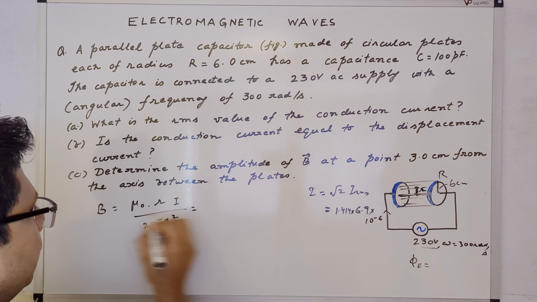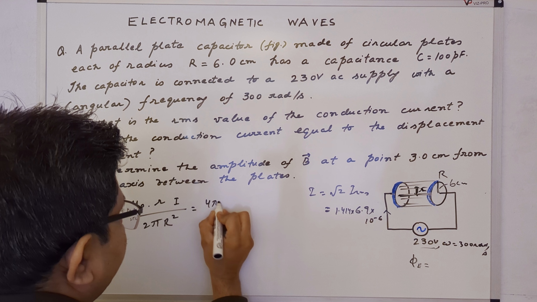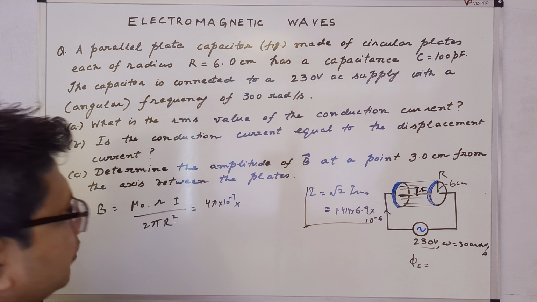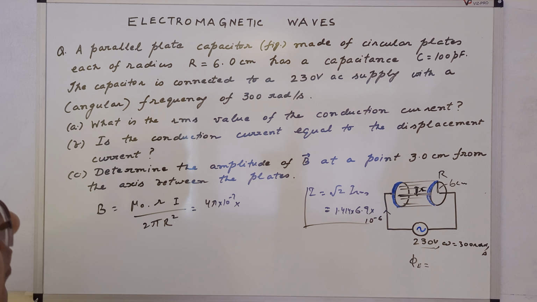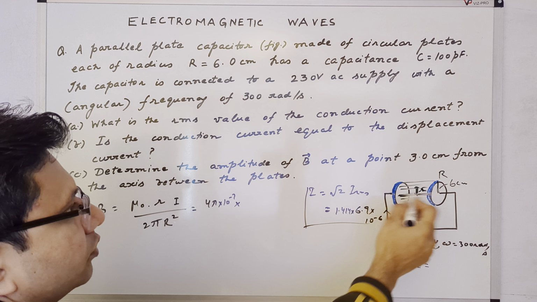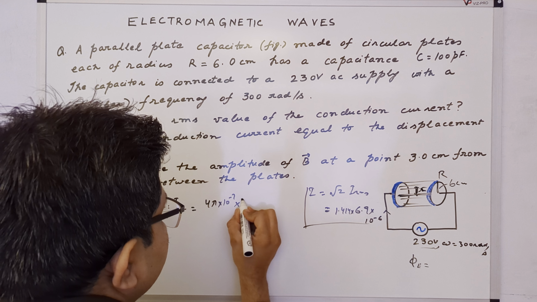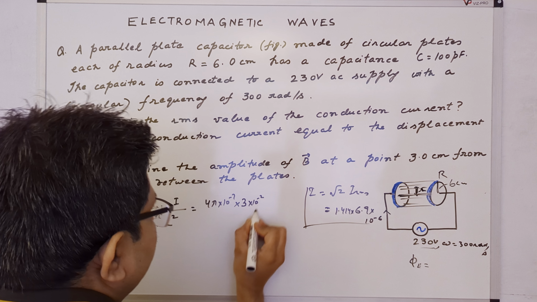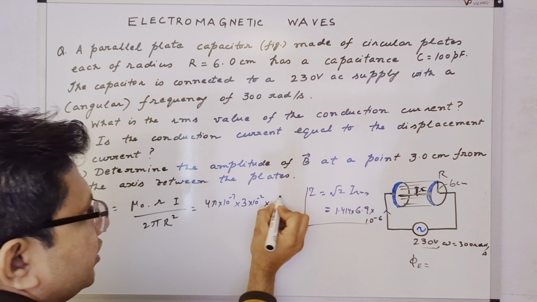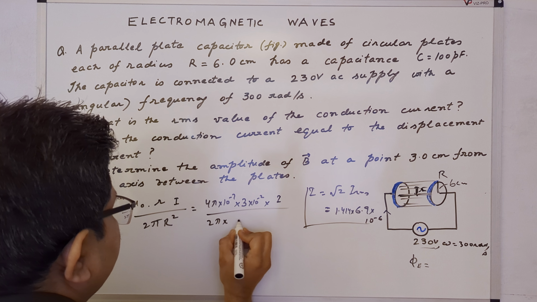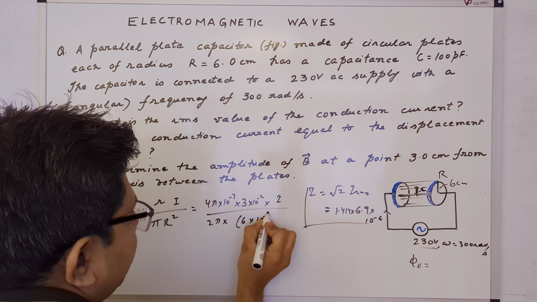Now first of all mu naught is equal to 4 pi into 10 raised to the power minus 7. This multiplied by small r. Small r is basically the distance of the point from the axis at which we have to calculate the magnetic field. So this is given as 3 centimeters, so 3 into 10 power minus 2 meters. This multiplied by this I, which we have to put later on, and 2 pi into 6 into 10 power minus 2 whole square.